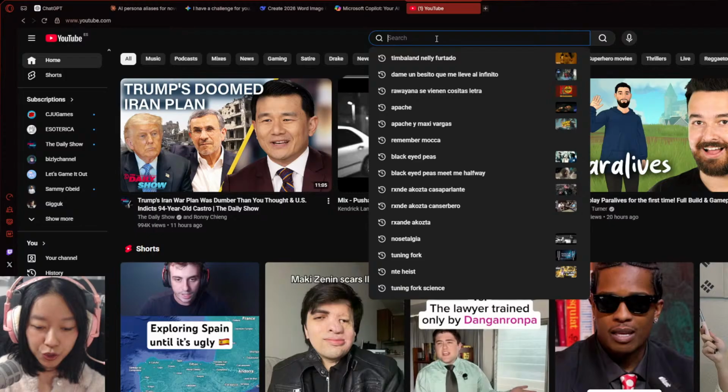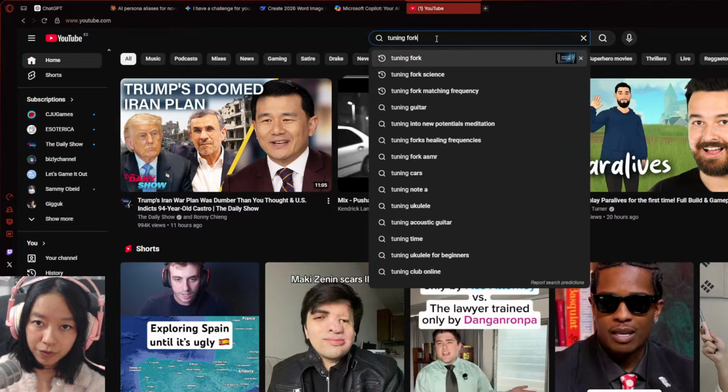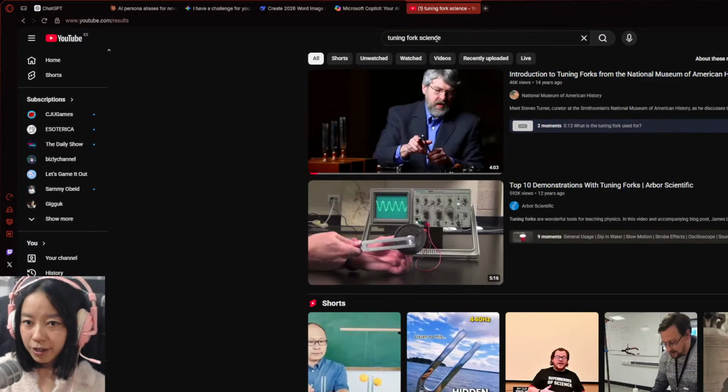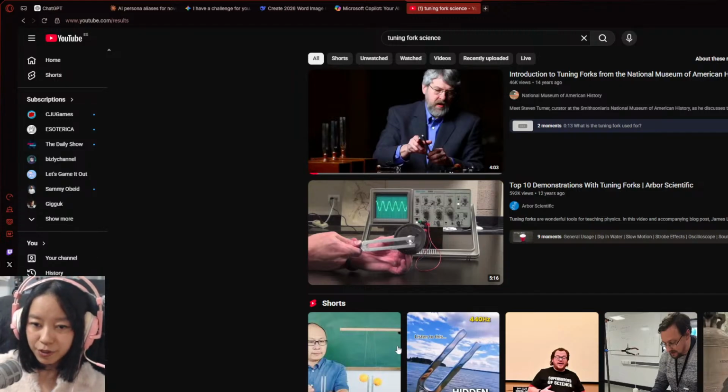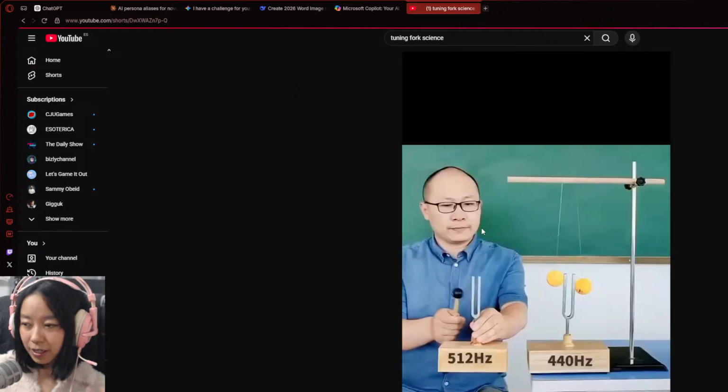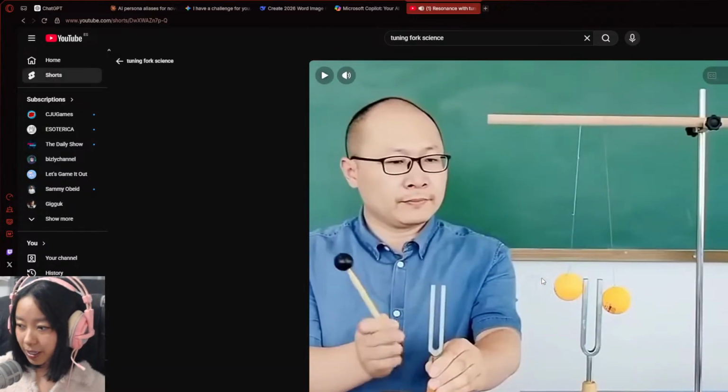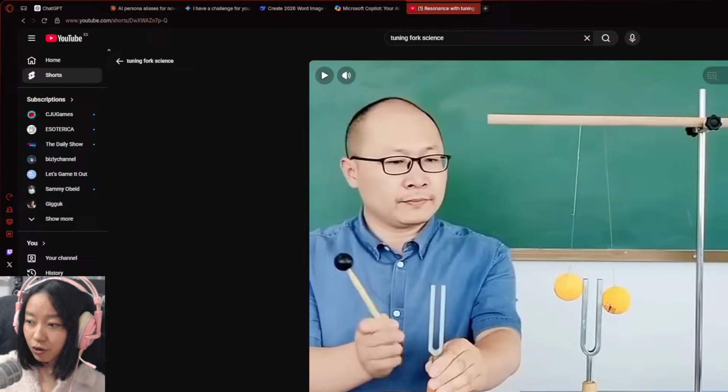So let's see, tuning fork. When you talk to AI, one of the first things that I noticed is that they said, yeah, I'm like a tuning fork. When you tune me better, I can match your energy. So this is probably the closest representation of what resonance looks like.